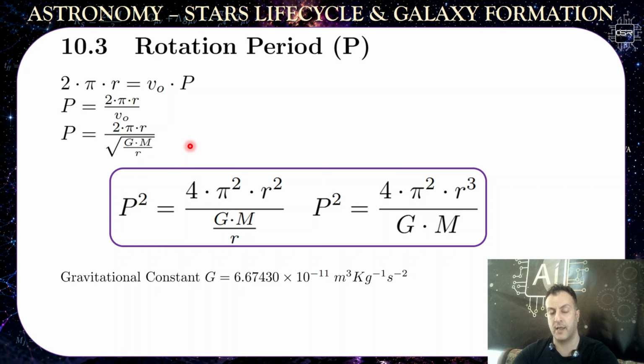We just calculated that. Mind you that the gravitational constant G is given by 6.67430 multiplied by 10 to the power of minus 11 meter cubed kilogram to the minus 1 second to the minus 2. So we square the period in order to get rid of the square root. So you get P squared is equal to 4 pi squared r squared divided by GM over r. r is lifted up to the numerator, so we end up with P squared is equal to 4 pi squared r to the power of 3 divided by GM. This is how we get the period of rotation of the planet around the star.